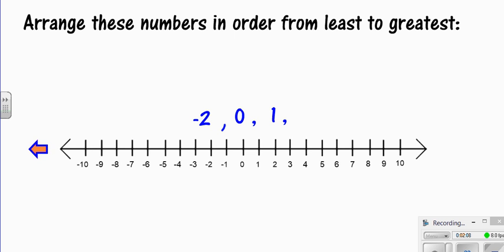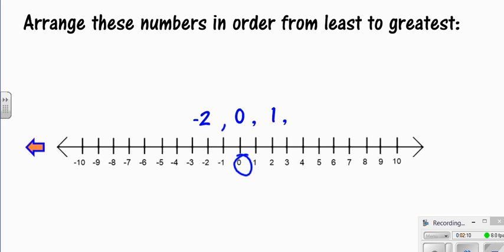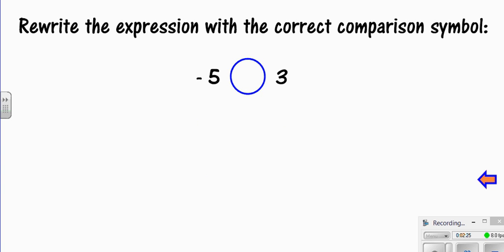And we can check our work. Look at that: 0, negative 2, 1. Hey, I did it right. If you weren't sure how to get these in the right spots, get that number line out. Use it. It's a great tool. Moving on.